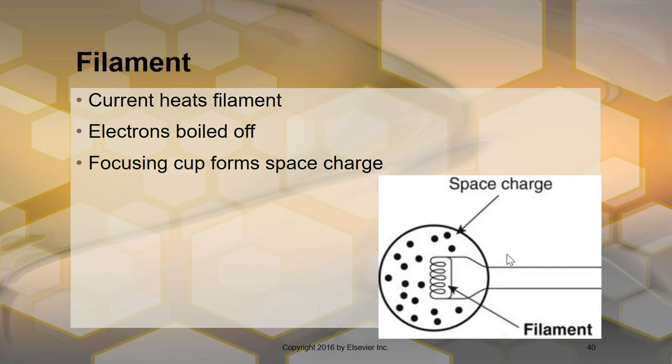For right now, though, I want you to know about this filament. The filament heats up to a point of incandescence, which means it gets white hot. The electrons are boiled off by thermionic emission, and then the focusing cup forms them into a cloud. This cloud is something called a space charge. With this space charge, it takes it and manages it down into exactly where it needs to go. Once it reaches the size commensurate with current, then it's able to actually emit an X-ray.